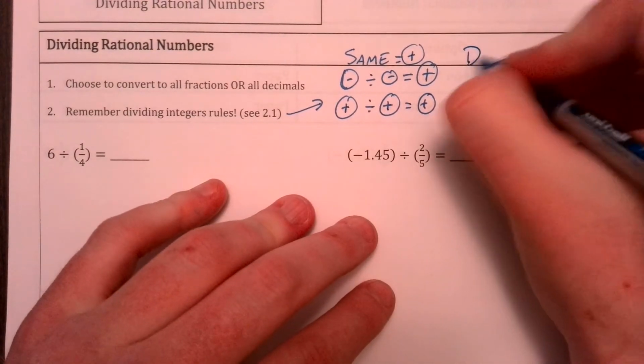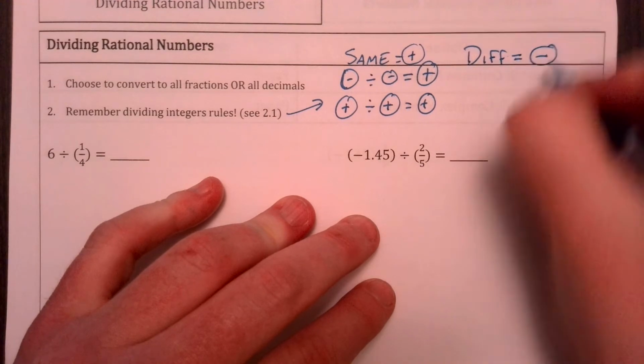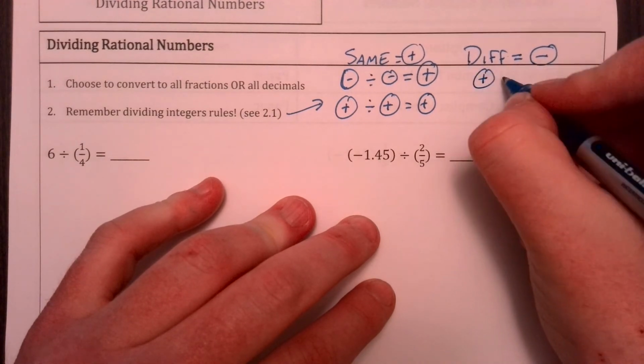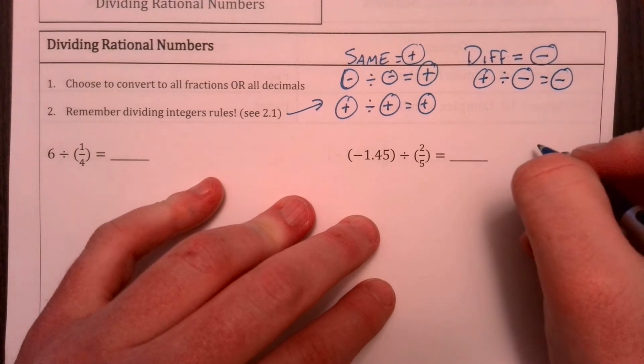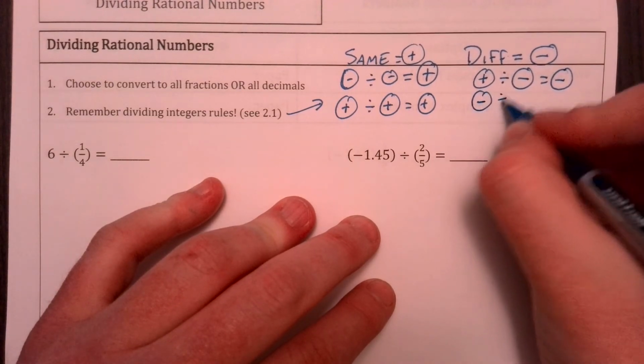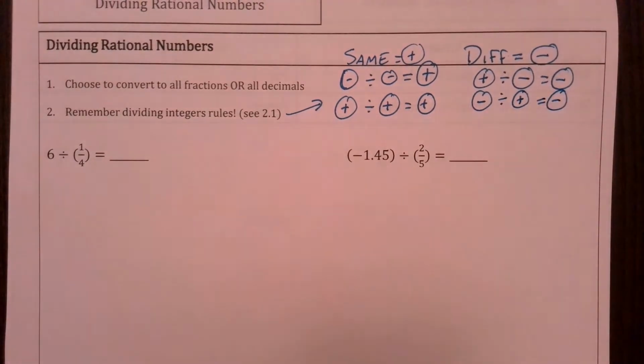If you have different signs, you're going to get a negative answer. A positive divided by a negative is going to give you a negative answer. A negative divided by a positive, still different, is going to give you a negative answer.